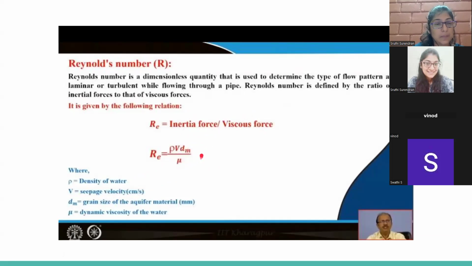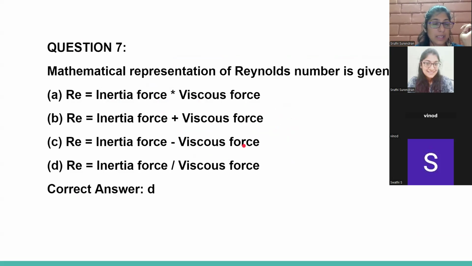And mathematically, it is given by this formula rho v d by mu, where rho is the density of the fluid or water that is flowing. V is the velocity. V is the seepage velocity, not just the velocity of flow, but the seepage velocity. D is the size of the grain material, the effective size of the material through which water is flowing, and mu is the dynamic viscosity of water. So this is a mathematical representation for Reynolds number, and Reynolds number is a ratio of the inertial force and the viscous force. So the answer for this would be option D, inertia force by viscous force.